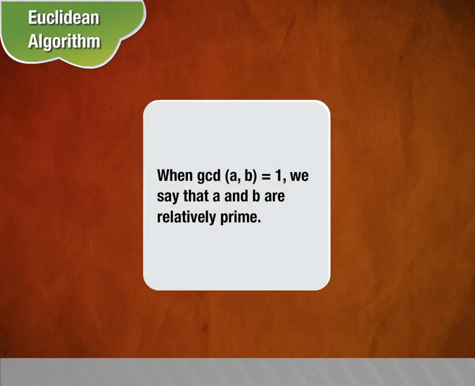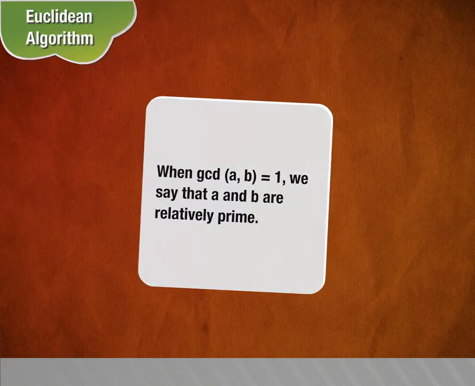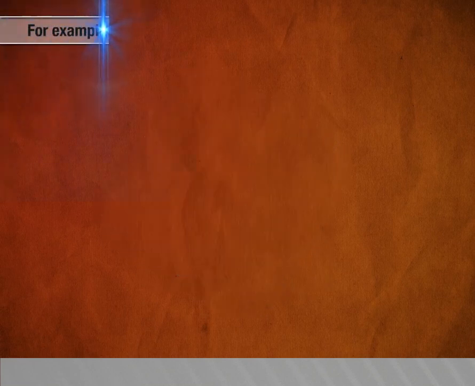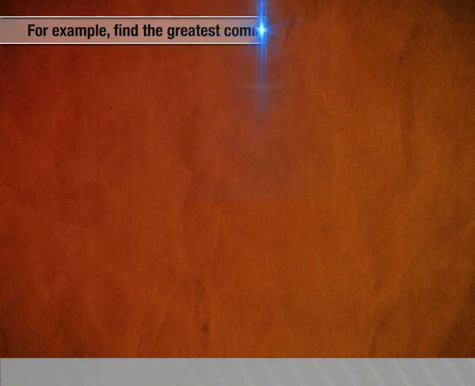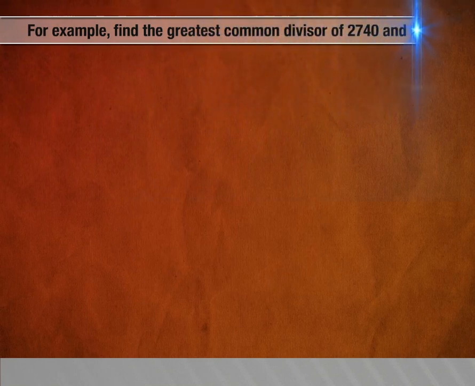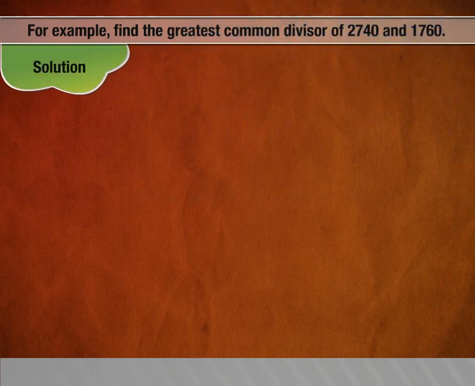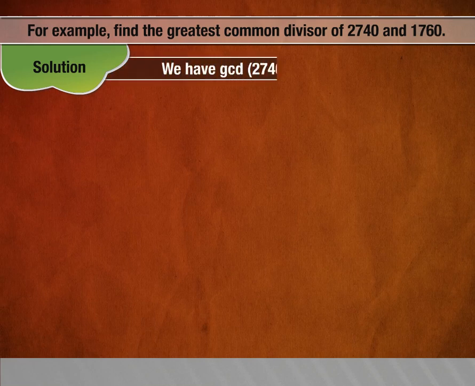When GCD(a, b) is equal to 1, we say that a and b are relatively prime. For example, find the greatest common divisor of 2740 and 1760. Solution: we have GCD(2740, 1760) is equal to 20.